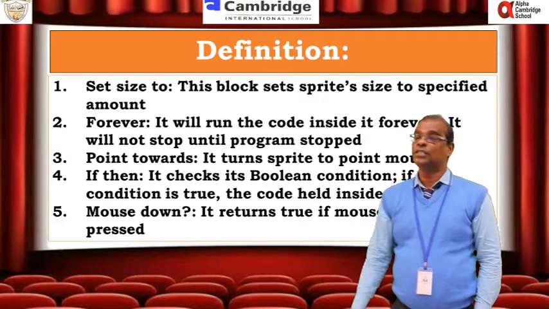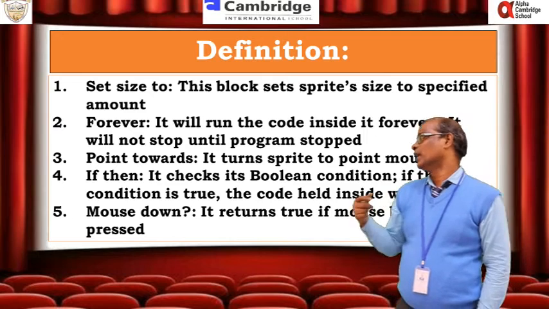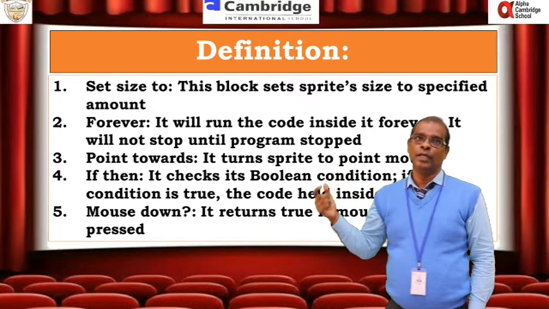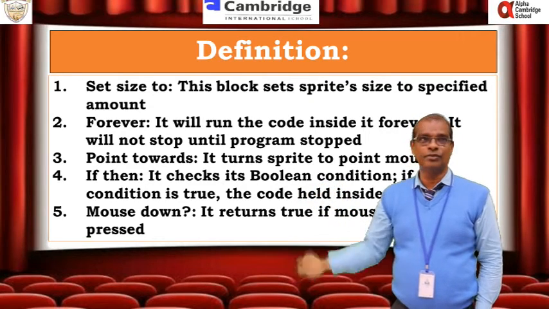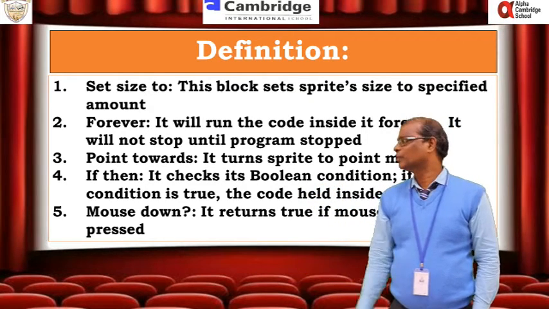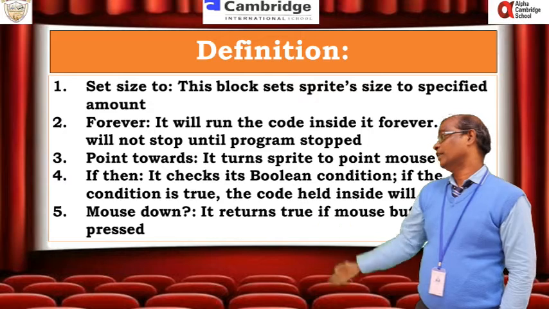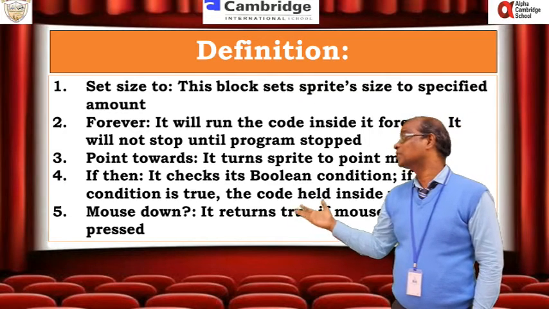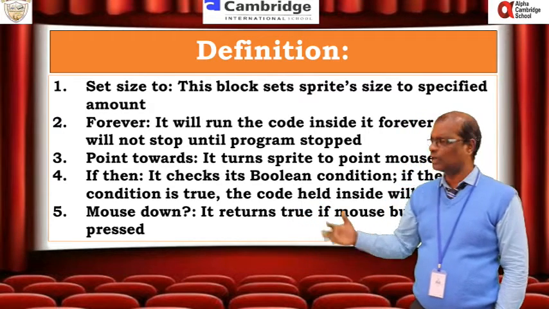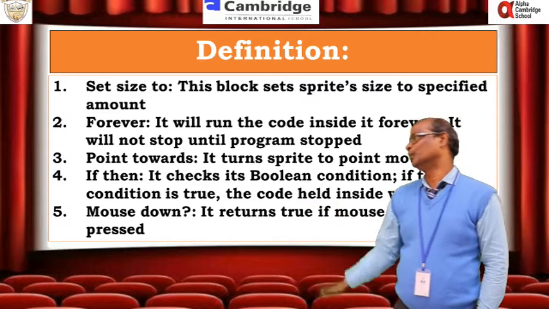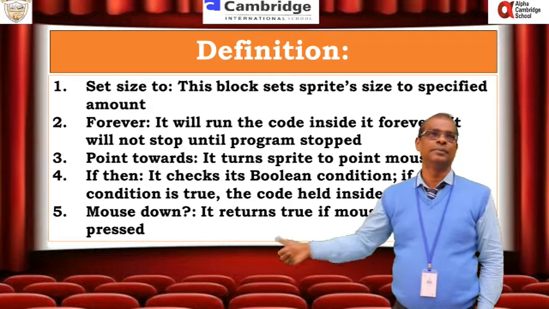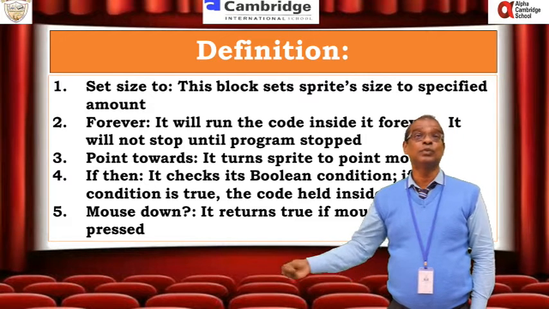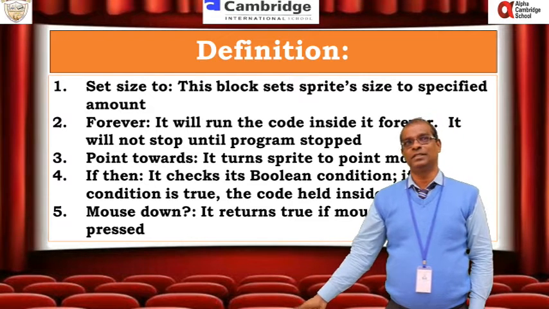If then checks one Boolean condition. If the condition is true, the code inside the if will execute. Otherwise, it will not execute. Mouse down: from the name itself you can identify. If any one of the mouse buttons is pressed, either the left button or the right button, it returns true. If you didn't press any mouse button, nothing will happen. So mouse down returns true if the mouse button is pressed.